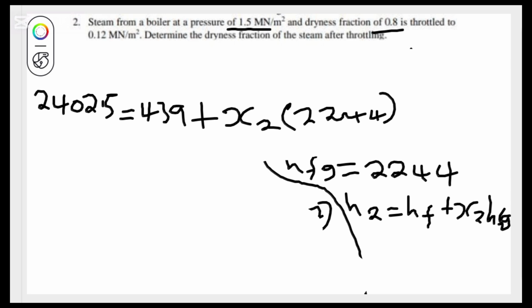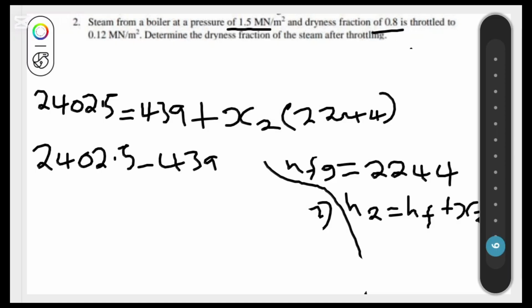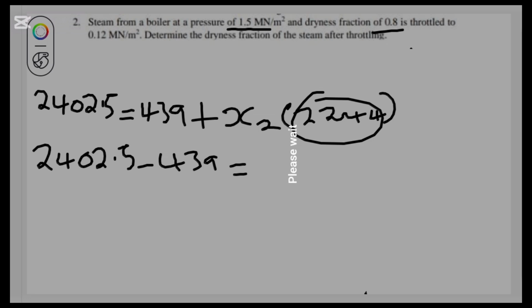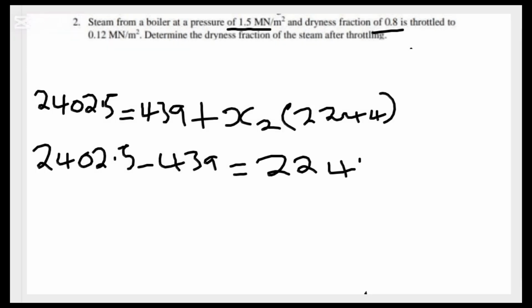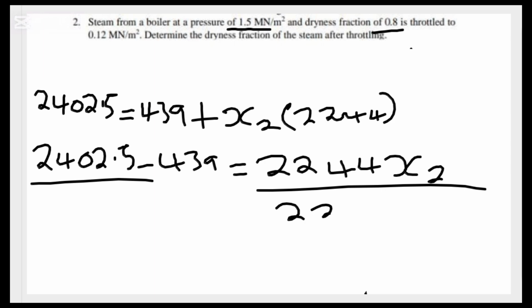Let me open the bracket and I will say 2244. The next thing that I'm going to do is keep my 2402.5, and this 439 will now cross the equal sign and become negative. So I'll have 439. If I multiply this and this, I'll get 2244 x2. I should just divide both sides by 2244, because I'm looking for x2.